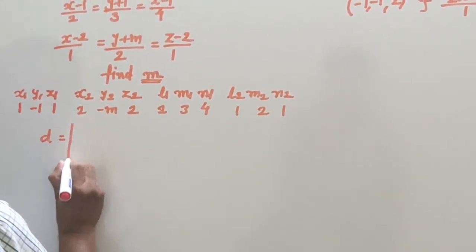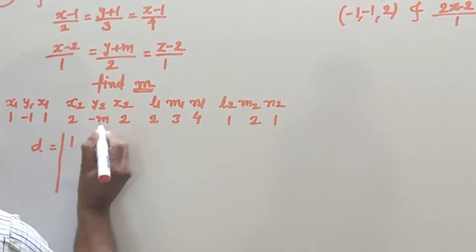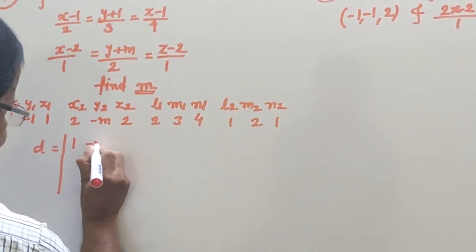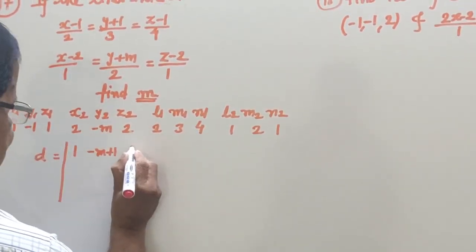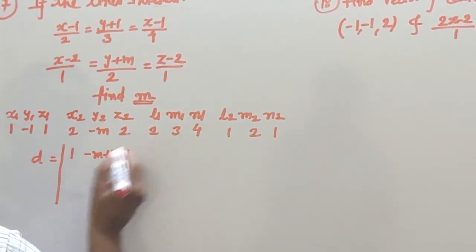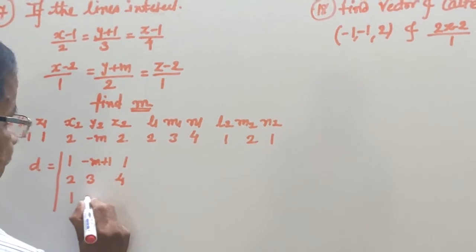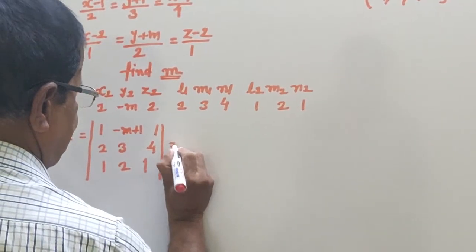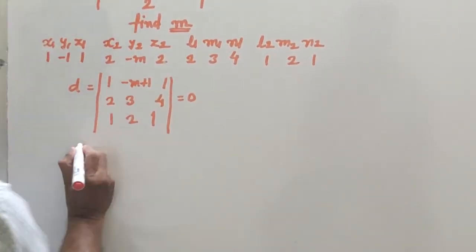So now I am taking the determinant: x2 minus x1, 2 minus 1 is 1. Minus m minus plus 1 means minus m plus 1 will come here. 2 minus 1 is 1. Okay. Now 2, 3, 4, 1, 2, 1. Now I am simplifying this one. The determinant must be equal to 0. Intersect, so that is 1.